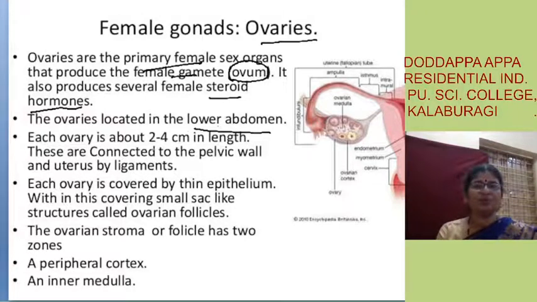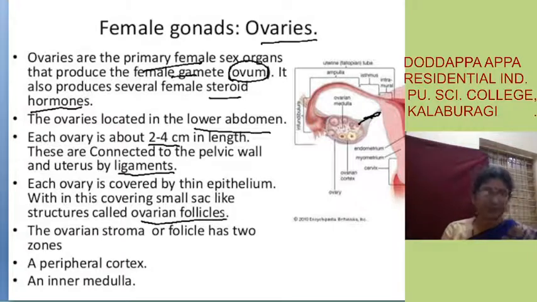And each ovary is nearly 2 to 4 centimeters in length, and they are connected to the pelvic wall by ligaments. This you have to remember. Each ovary is covered by a thin epithelium, and within this covering a small sac-like structure is present, called the ovarian follicle. You will read about this in later PPTs.